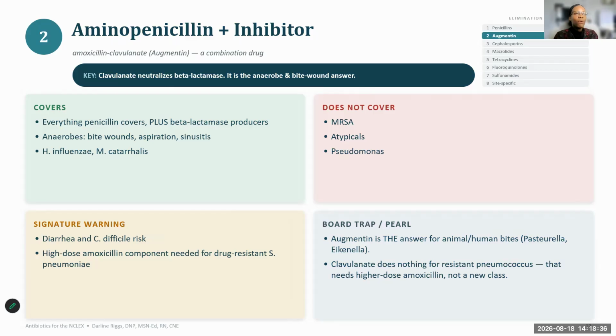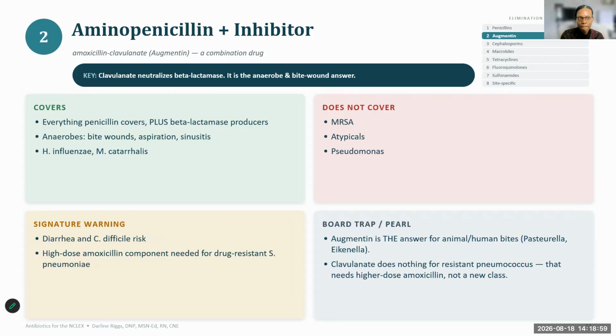So study this to where you're understanding, not just memorizing. Okay, you got to know the why. That's why I just spent time with all these other slides. Signature warning, C. diff. You see what I'm telling you? I sound like a broken record. Board trap.